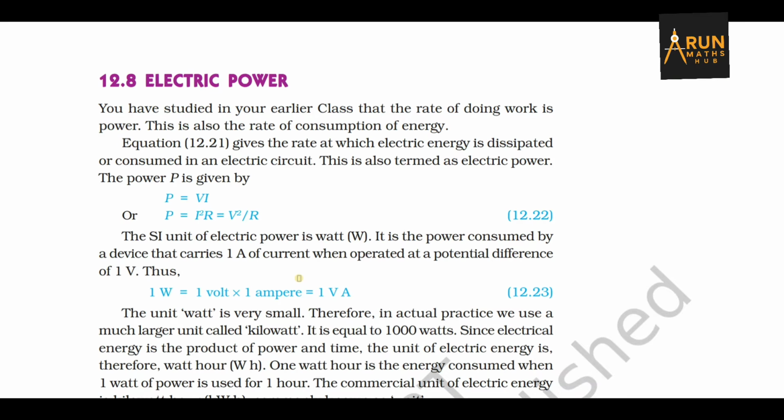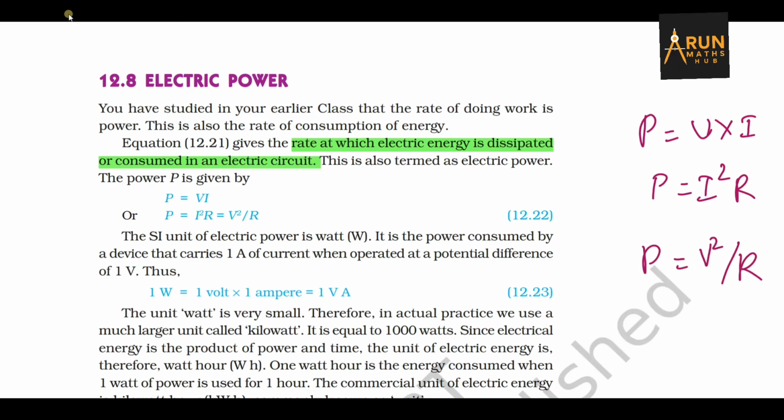Next we have the concept of electric power. If you are lucky, you can expect a 5-mark question based on electric power. What is electric power? It is the rate at which the electric energy is dissipated or consumed in an electric circuit. The rate at which electrical energy is consumed in an electric circuit is called what? Electric power. List the ways by which you can express the power. You have different formulas. The first formula is P equals VI. Next, P equals I square R, or P equals V square by R. These are the ways by which you can express the power.